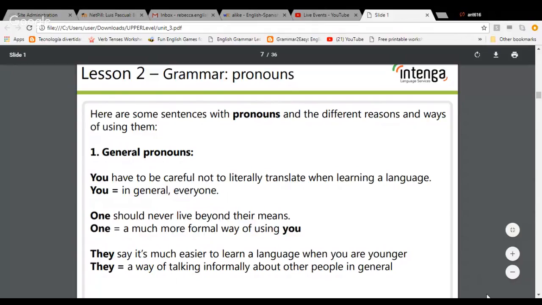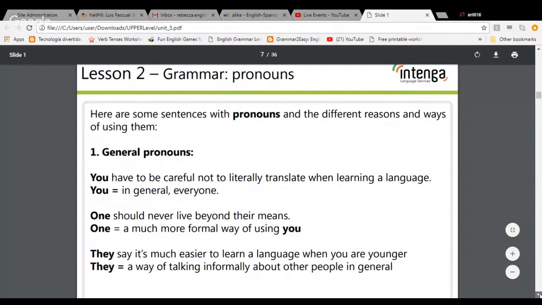In this case, I would say "they say" only because we have "it's." They say or it's. I'm sorry, I'm getting too many "it's" here. "It is said that it's much easier." It doesn't sound as good. And so in this case, I would say "they say." Okay. But very good comment there.